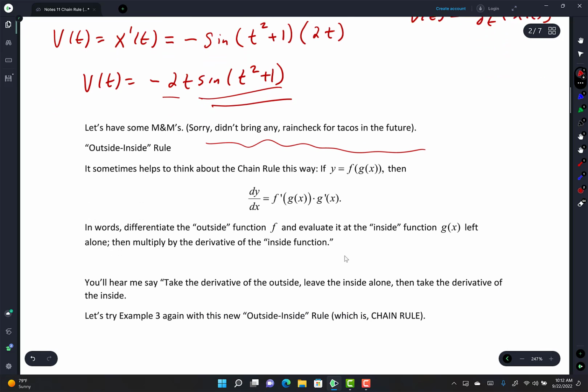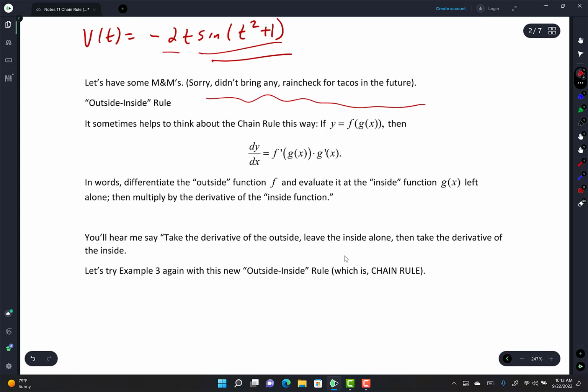All right, here we go, guys. Here's what I was telling you to read earlier. It is sometimes helpful to think about the chain rule this way. There's a composite function where g of x is the inside. In words, differentiate the outside function f and evaluate it on the inside function g of x left alone, then multiply by the derivative of the inside. All that means is take the derivative of the outside, leave the inside alone, times the derivative of that inside.